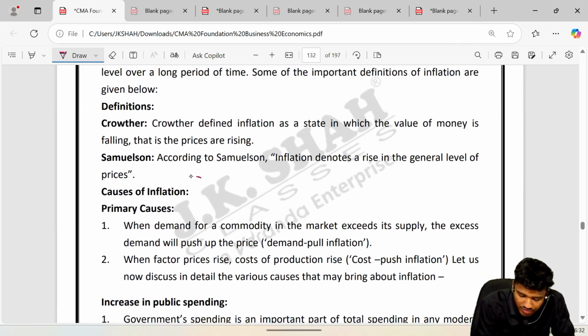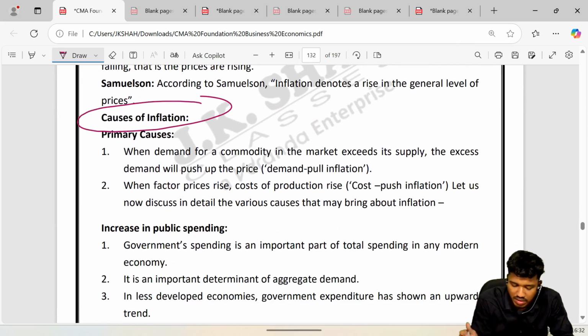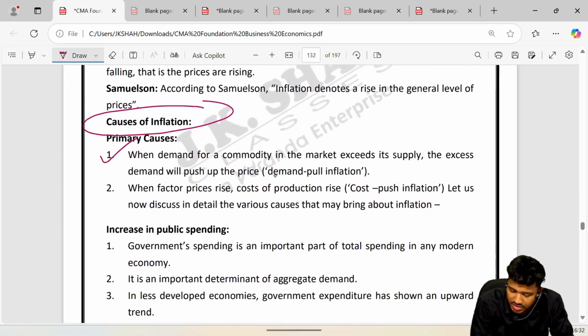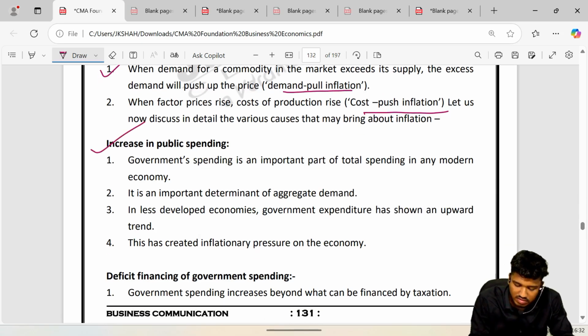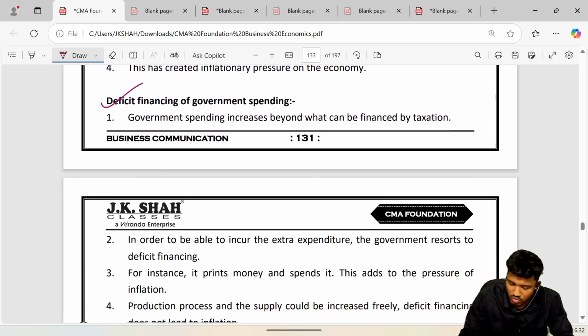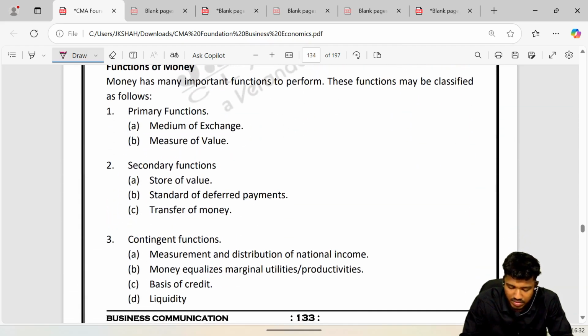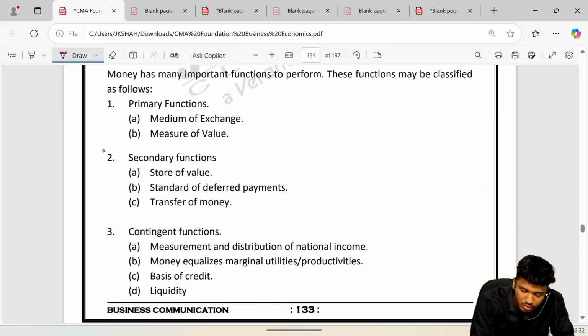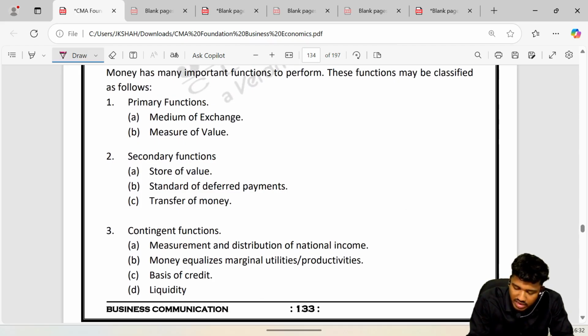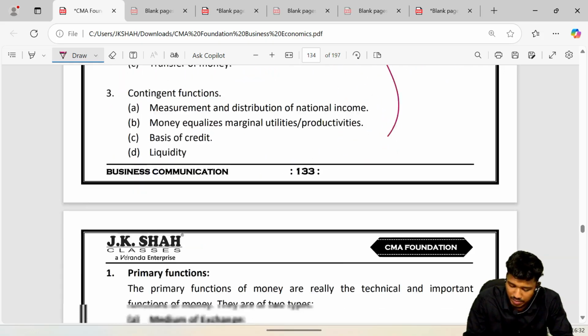There are certain causes of inflation I really want you guys to go through once, please. That is, cost push inflation and demand pull inflation. Please go through once. These are all the causes. And please do not forget to do this chart also: the primary functions of money, secondary functions of money.